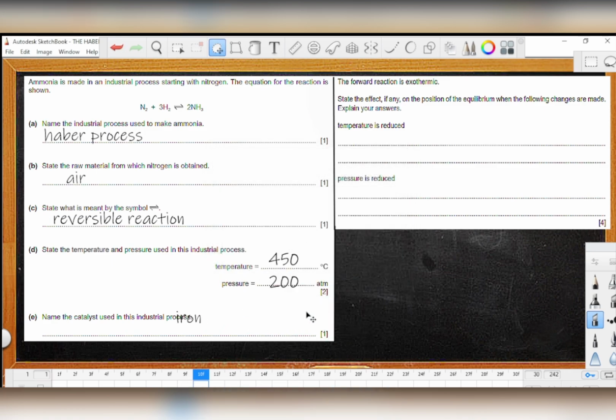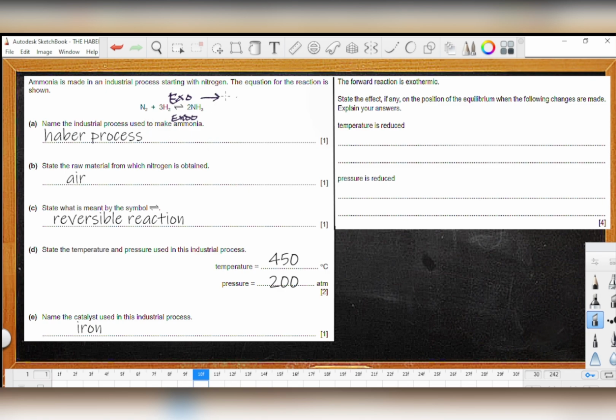Now you see how easy it is to answer questions involving the Haber process. Now the forward reaction is exothermic. What it means is that this is exo. It's almost the same thing we have done. It therefore means that the backward is endo. Exothermic reactions don't like heat. So when you cool them, it will favor this direction.